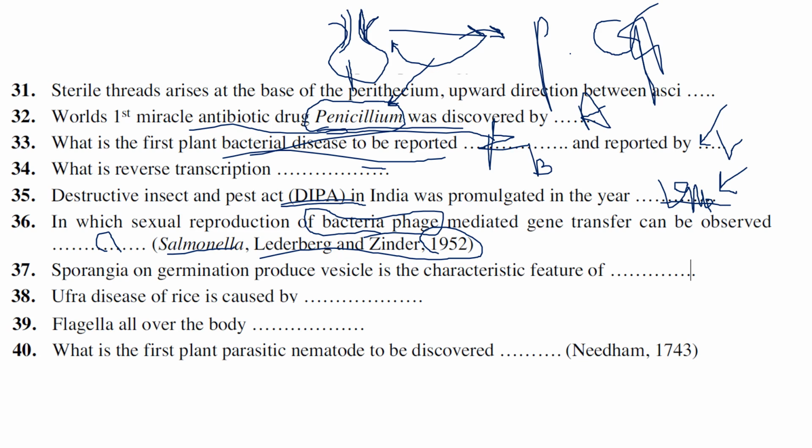Conjugation was discovered by Lederberg and Tatum in 1946. Transformation was discovered by Griffith in 1928. Transduction was discovered by Lederberg and Zinder in 1952. Like that.